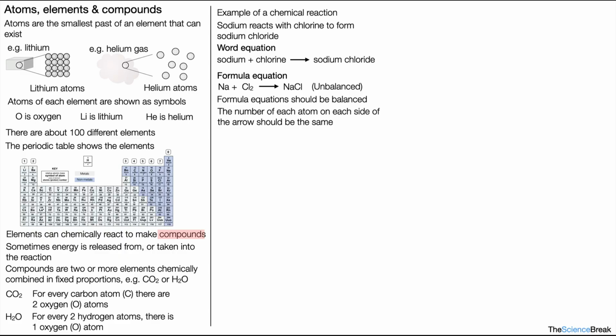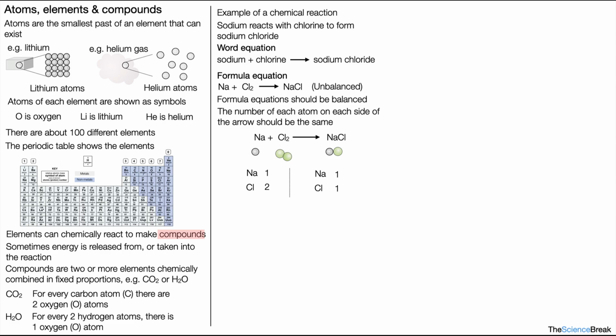Formula equations should be balanced. That means the number of each atom on each side of the arrow should be the same. Here is the formula equation again. We can see we have one atom of sodium on the left hand side. So we can write that like this. And we have two atoms of chlorine, like this. On the product side, we have one Na and one Cl.